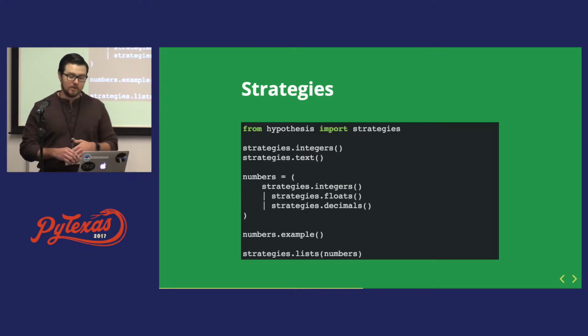And then you can compose those strategies into nested strategies. So at the bottom you see strategies.lists. So that's creating lists of numbers. Any kind of list of numbers. Empty lists, like 1, 1.23, decimal 1.0, all in the same list.